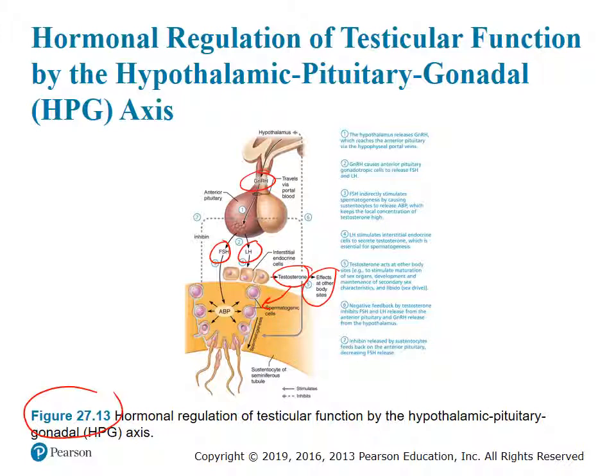And then there's a negative feedback system, of course, when we secrete testosterone back to the hypothalamus, that causes the hypothalamus to then slow down secretion. And then inhibin, for example, which is released by the sustentocytes, will then cause an inhibition of the release of follicle stimulating hormone.